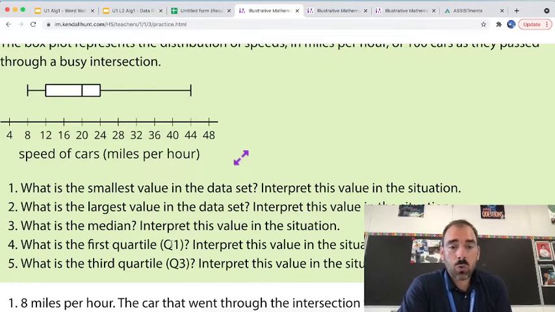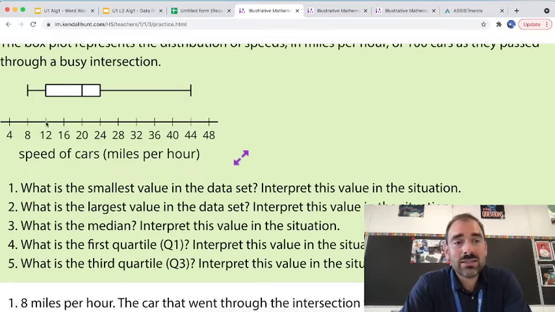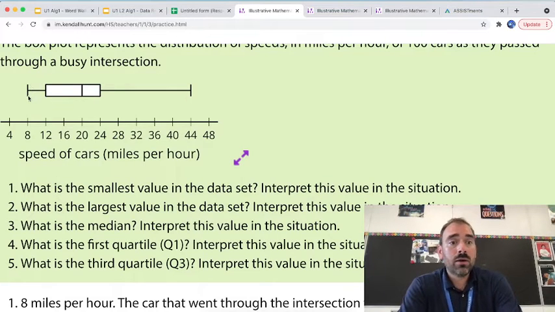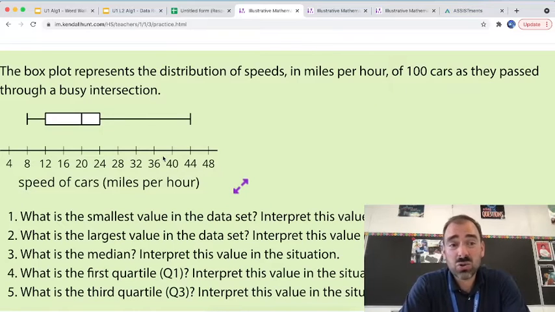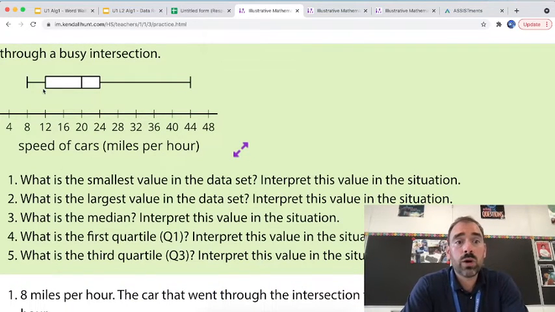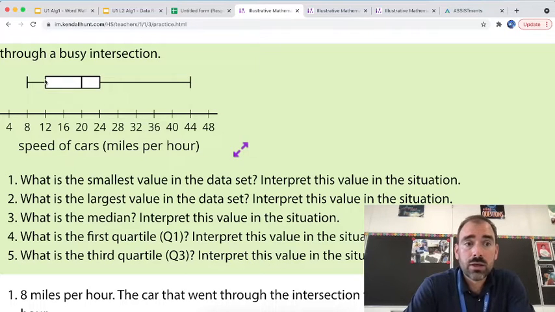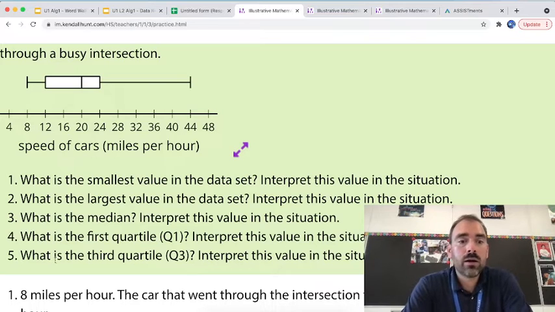What is the first quartile? Q1 is this little tick mark right here. And what does that mean? It means that 25% of the cars, or in this case, since it is 100 cars, it's literally 25 cars went between 8 and 12 miles per hour. So they were very cautious, while 75% of them went above that.